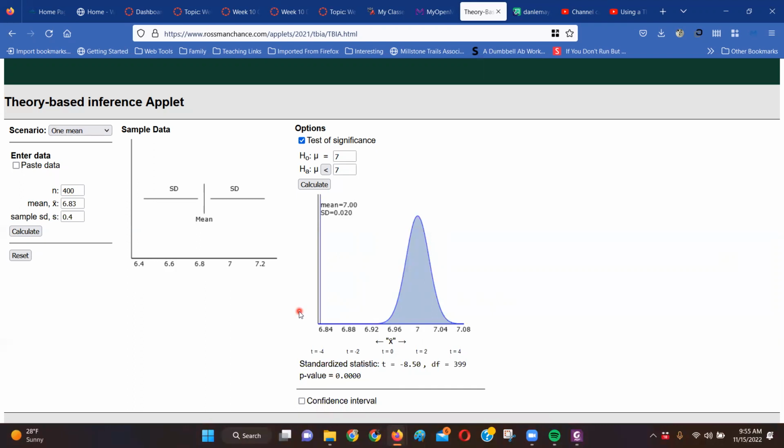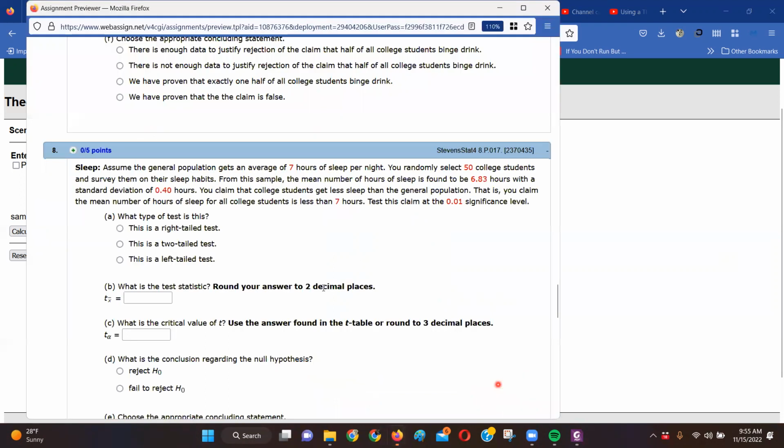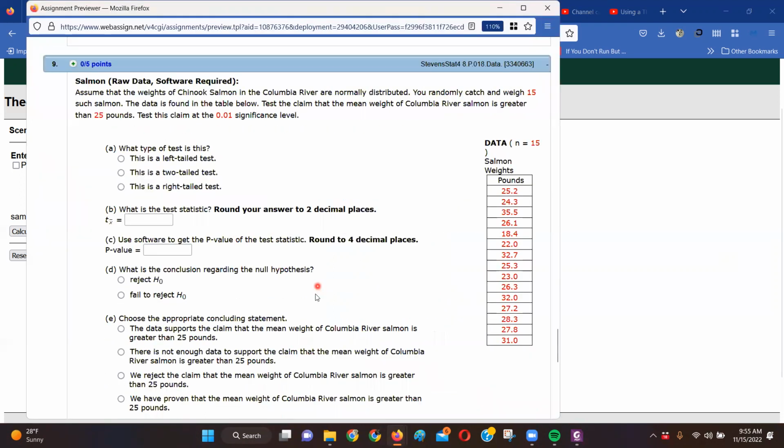Data supports the claim that college students, we're going to reject H0. Data supports the claim that college students get on average less sleep than the rest of us. Well, I don't get 7 hours of sleep. I do know that, but it's okay. I digress. So there's that one.